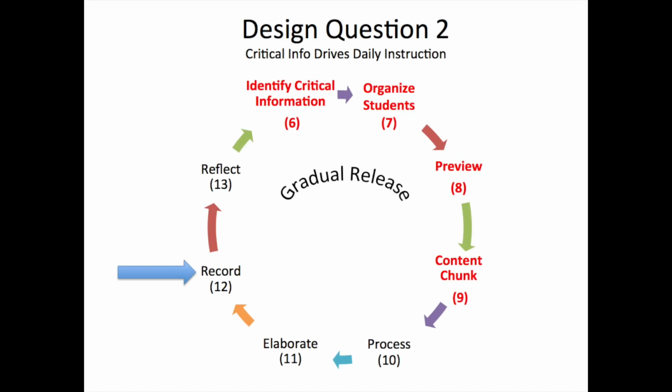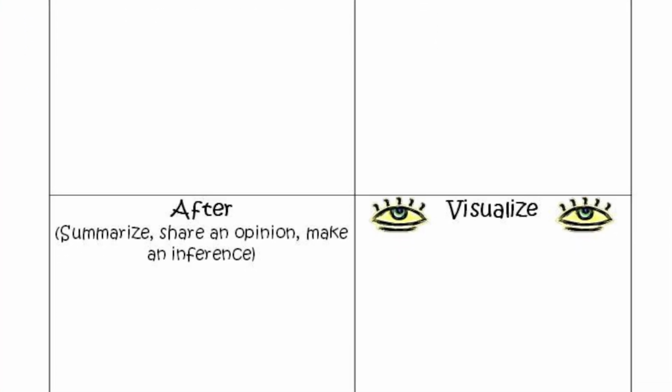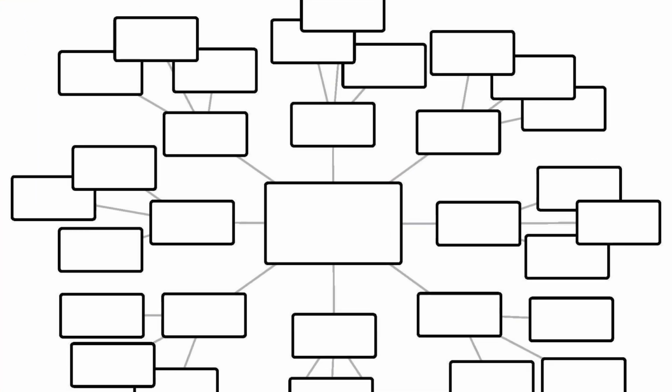As teachers deliver critical input experiences and provide students with opportunity and time to process and elaborate on the information, then the students can record and represent their understanding of the lesson through various methods. Some methods are in the form of linguistic representations, such as informal outlines, graphic organizers, note-taking, and academic notebooks.